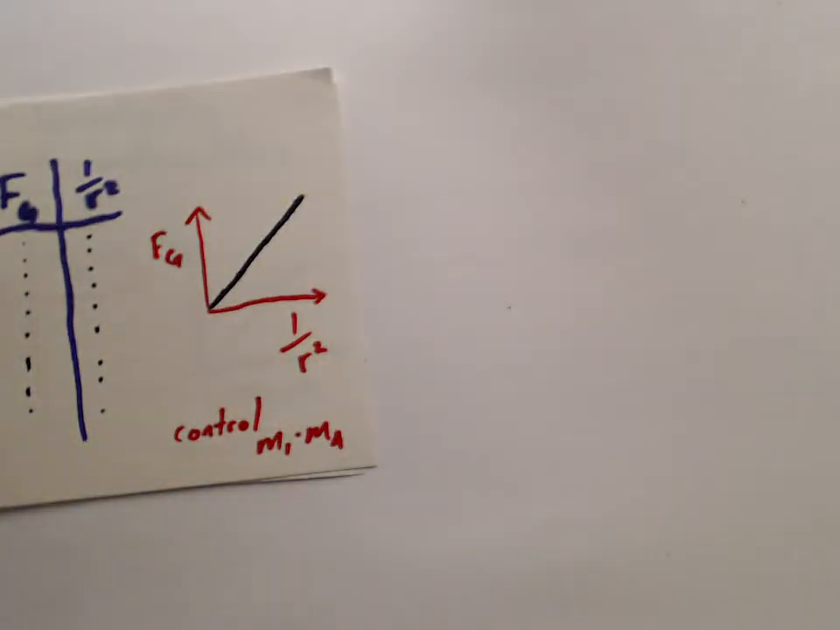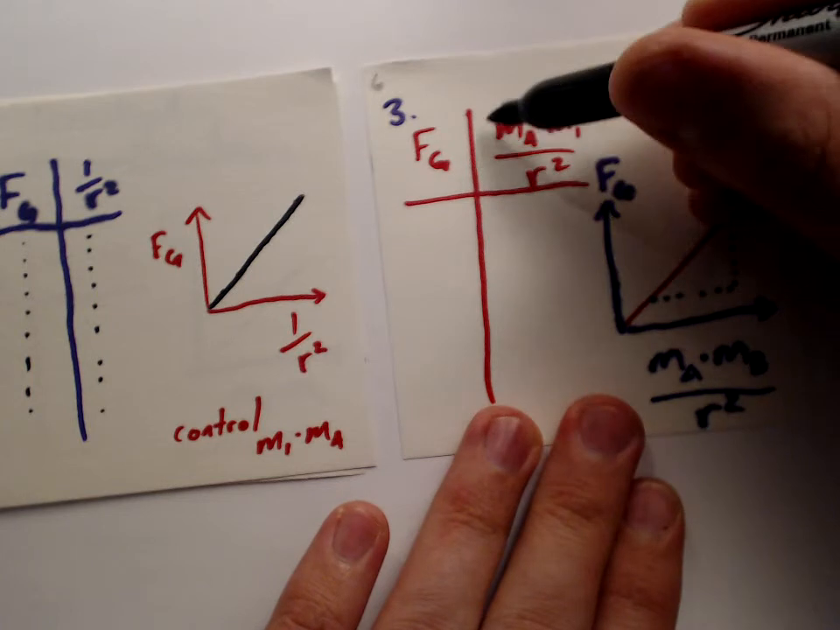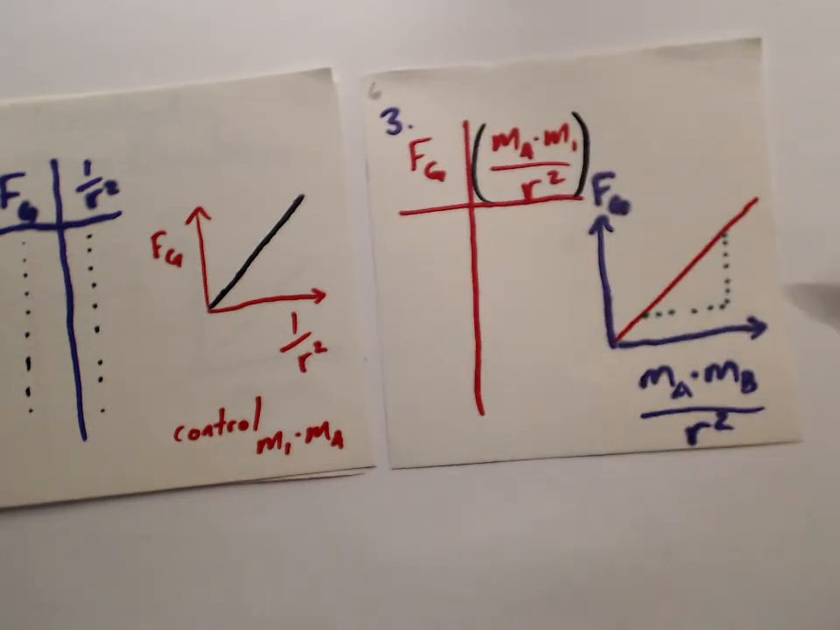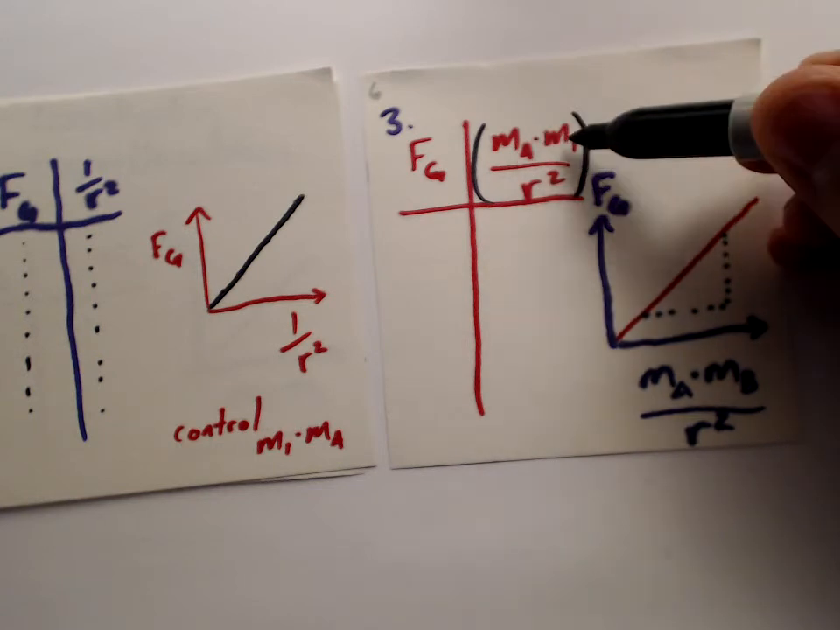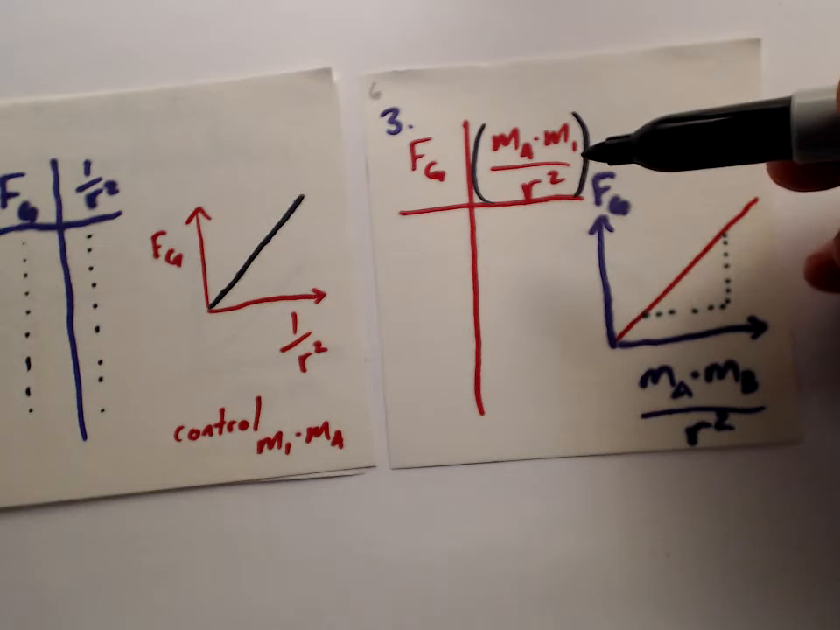We've got our radius relationship, our distance between centers of mass relationship. We've got our product of masses relationship. What if we put those together into one big relationship? And every time I do this experiment, I calculate mass A times mass 1 and divide it by r squared, the distance between the centers of the masses.